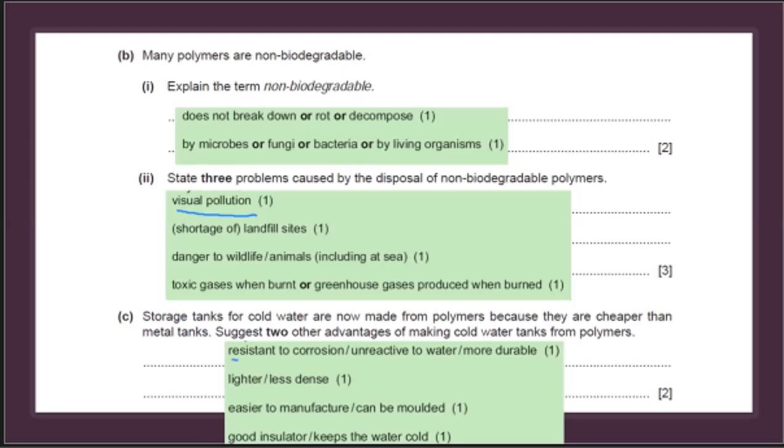Well, they are resistant to corrosion, so they don't corrode very easily. They are relatively unreactive to water, so you wouldn't have to worry about getting metal in your water. And they are durable. They last a very long time as well. They are light. You could transport a plastic tank very easily once it's empty, right? And they are less dense than your metal tank. It's easy to make and manufacture. It can be molded and shaped into any shape that you want it to be. And they are good insulators, which means that it keeps the water cool.